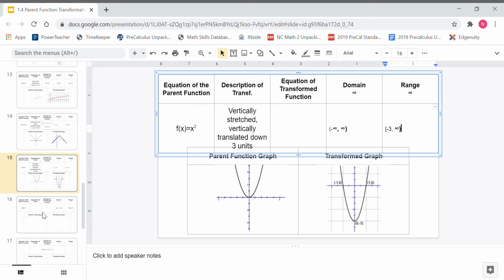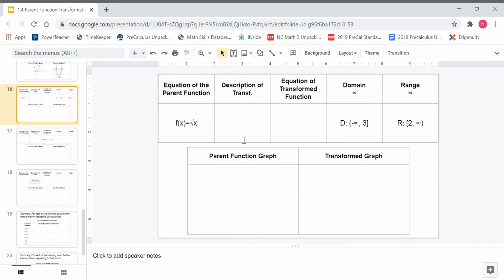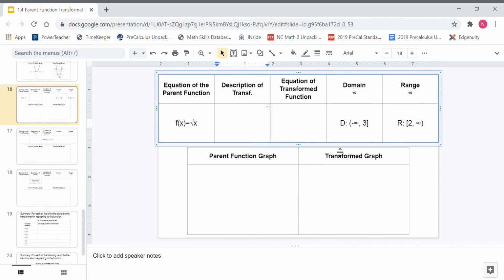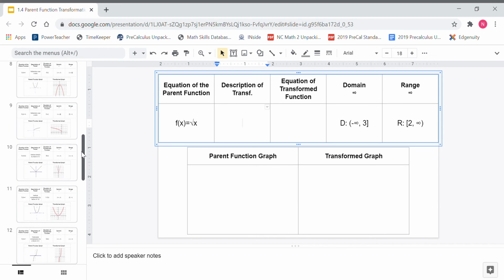All right, slide 16, almost done. I think we got 3 left. We've got a square root function, and so we are given the domain and the range. So that domain, if you think about a regular parent function for a square root, the domain is from 0 to infinity. So it ends by going all the way positive.